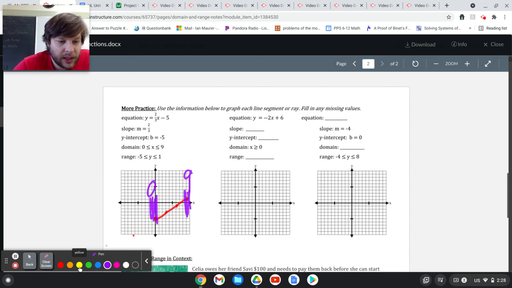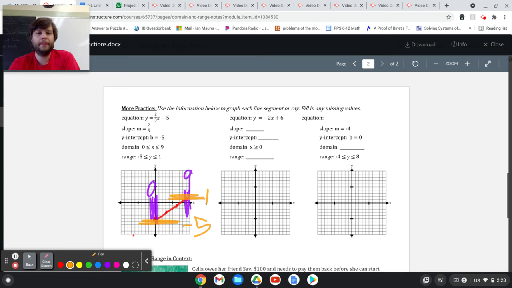Then we talk about range. Range is the opposite. Range is vertical. We go from -5 up to +1, low to high, bottom to top. It's alphabetical order, people. X comes before Y, domain comes before range, horizontal comes before vertical.